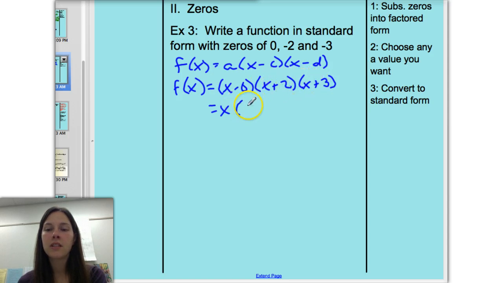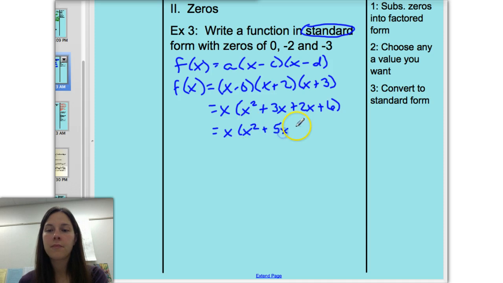So I'm going to get x times x to give me x squared. Plus 3x. The reason I'm doing this and not leaving it in factored form is because the directions told me standard form, so you've got to FOIL it out. Plus 2x, and 2 times 3 gives me 6. So I'm going to simplify inside the parentheses, combining my like terms to get 5x. And finally distributing my x to put it fully into standard form.